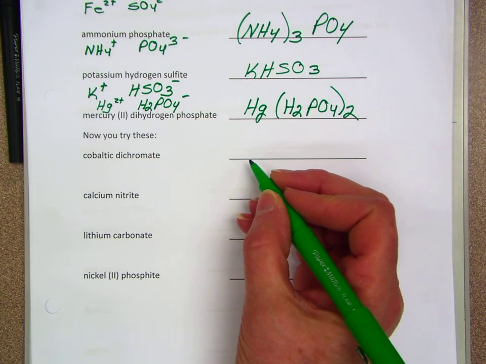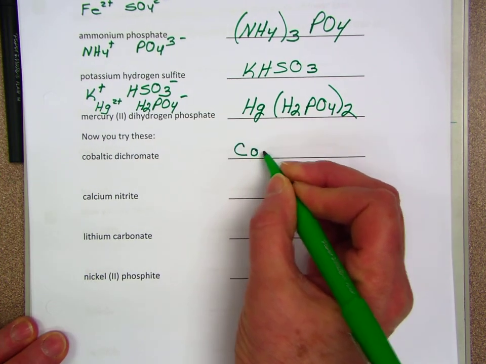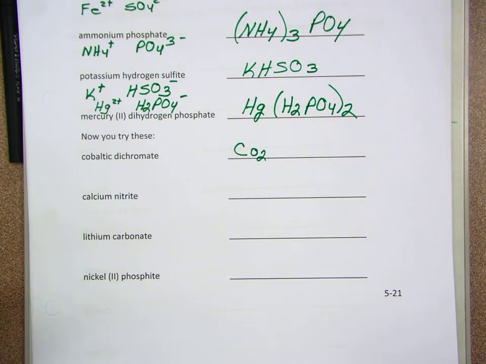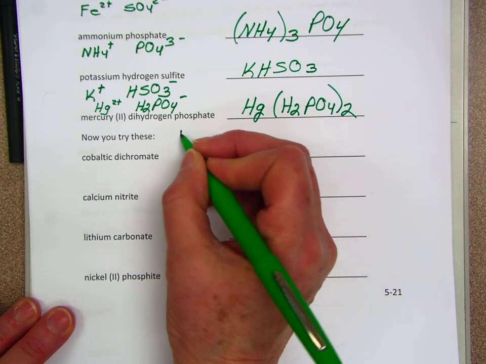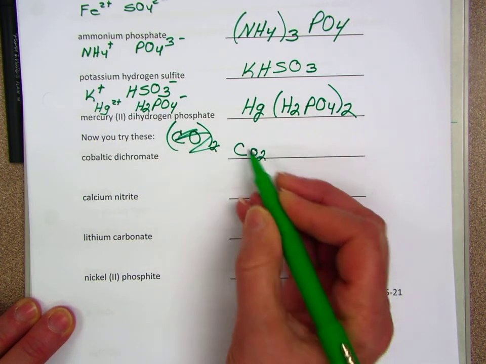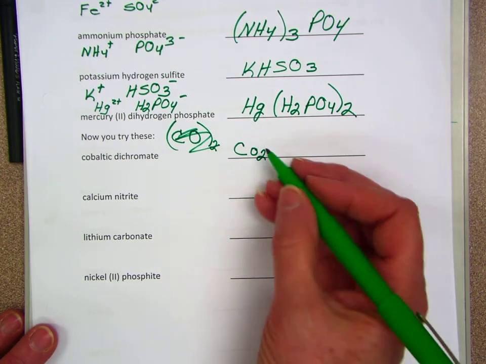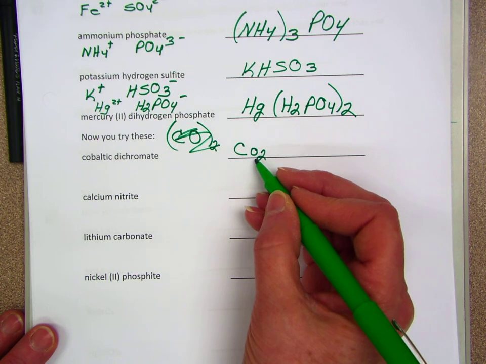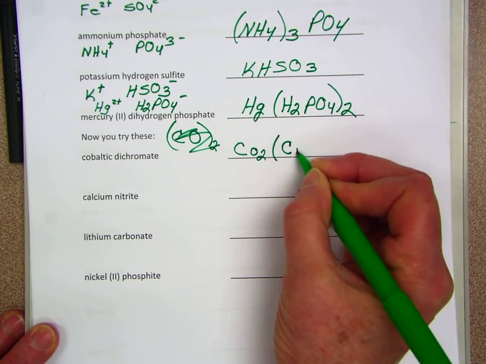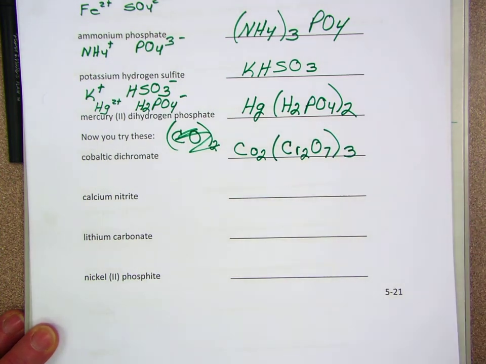Cobaltic dichromate. Co, Cr2O7 in parentheses. Actually, you don't have to do that. If it was carbon monoxide like that, we'd put it in parentheses. But since cobalt is a two-letter symbol, we don't have to, because it's uppercase C, lowercase o. All right. And then this one in parentheses, Cr2O7 and the 3 on the outside. Correct. Cobaltic is cobalt 3.